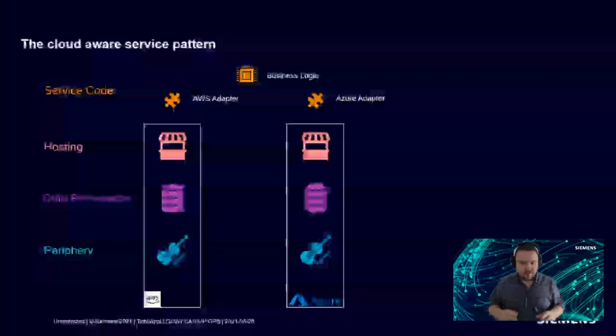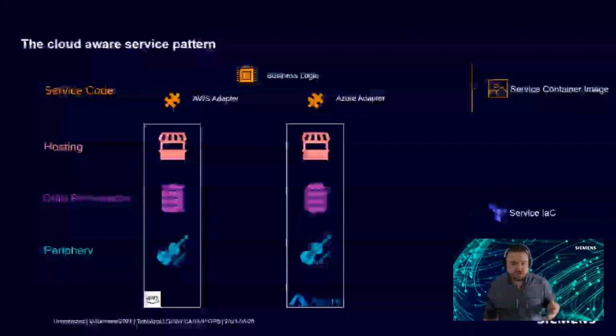And therefore, we decided, yes, we will use cloud-native components together with adapters to deploy to two different target systems. And we call this a cloud-aware service pattern. It's not cloud abstracted. The code is aware of where it's deployed, but we really want to reshare as much source code as possible. That's why we separated out the business logic. Pulling this together, we have, again, the container image on top that we can deploy, and we have the service infrastructure as code.